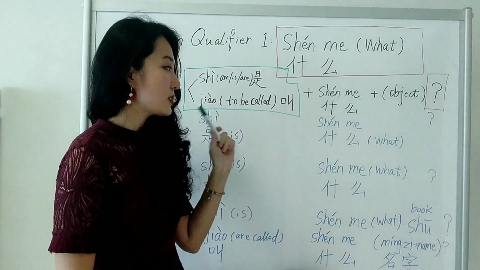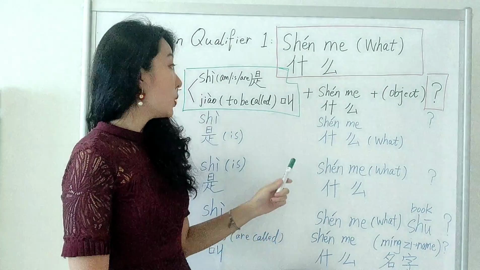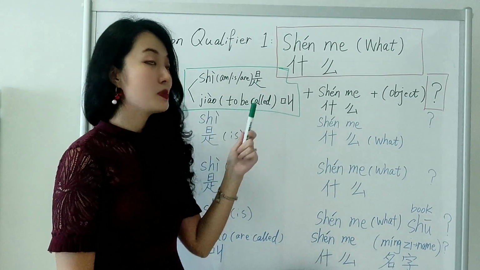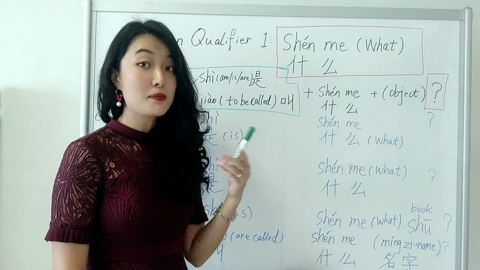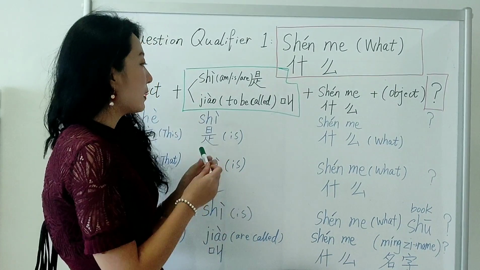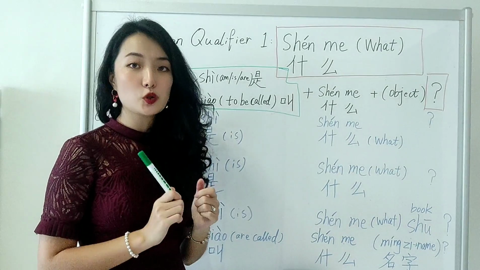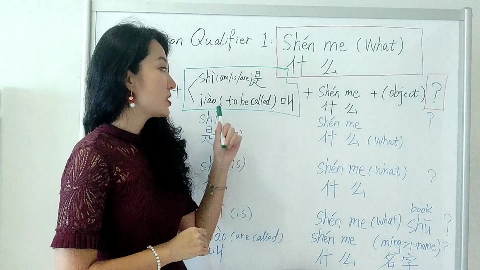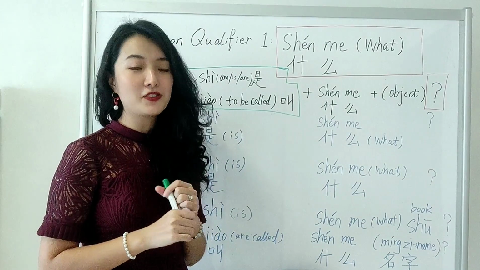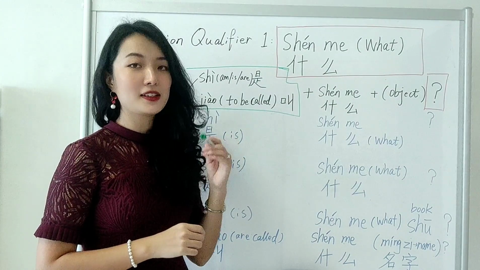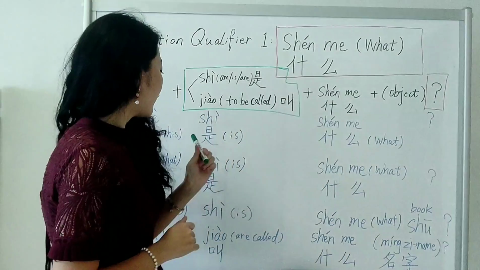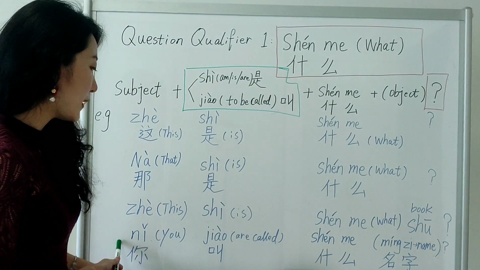Okay, and those three examples are all about 是, which means to be. It means am, is, are. And what about the second case, 叫. 叫 means to be called. And we also mentioned this in our previous class. If you're not familiar with it, you can find it in the previous video. And here is an example with 叫.